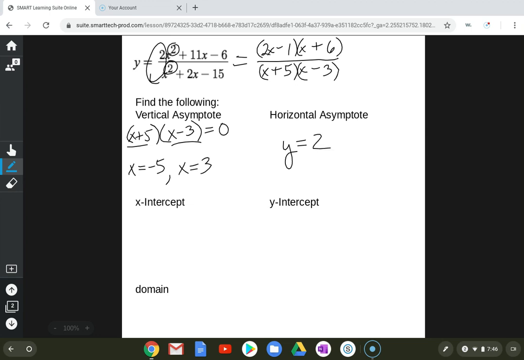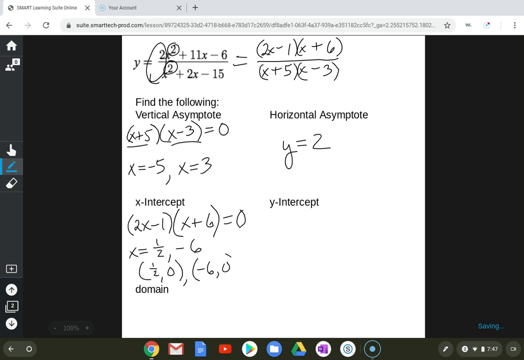X-intercepts, this is what causes your y to be 0. So for y to be 0, we would want the numerator to be 0. So we would set the top equal to 0. Set each of these equal to 0 individually, solve for x, and we're going to get x equals 1/2 or negative 6. So our x-intercepts are 1/2, 0, and negative 6, 0.